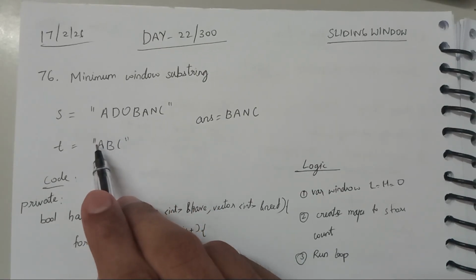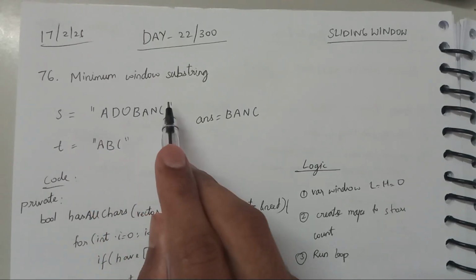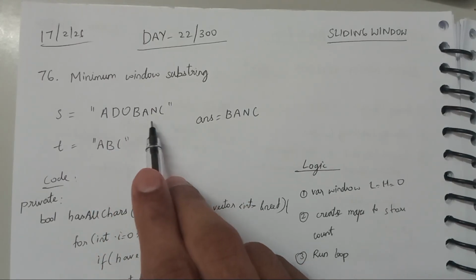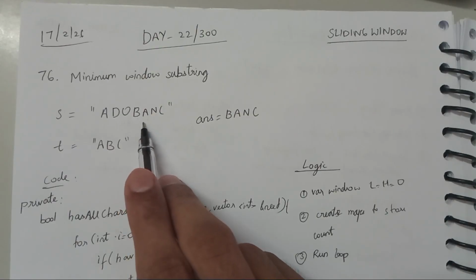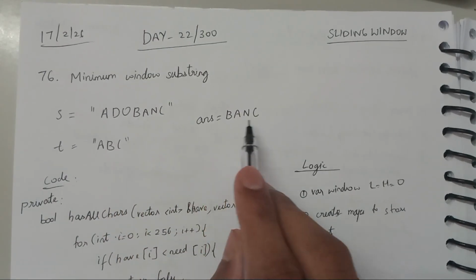So we see here ABC can be made from the whole string, but that is longer. And if we take B, A and C, then ABC can also be made from this smaller string. So the answer will be B, A, and C.